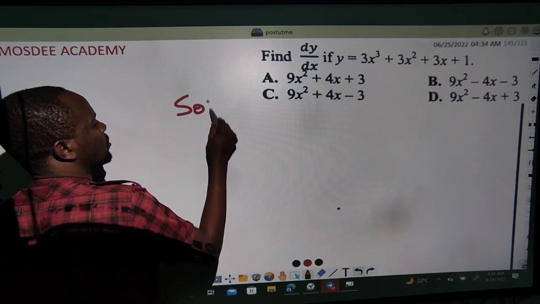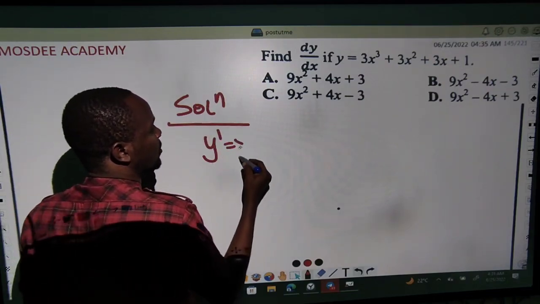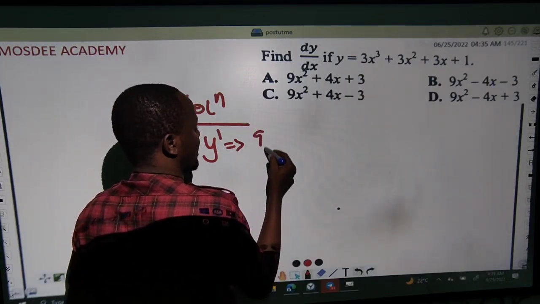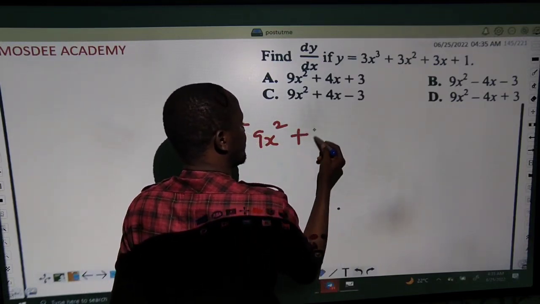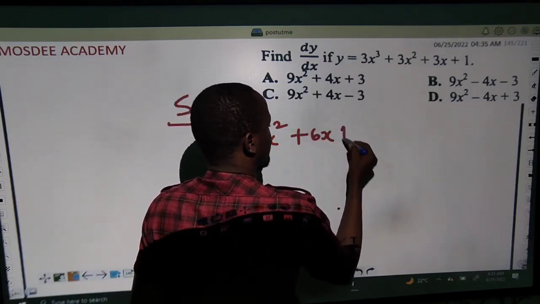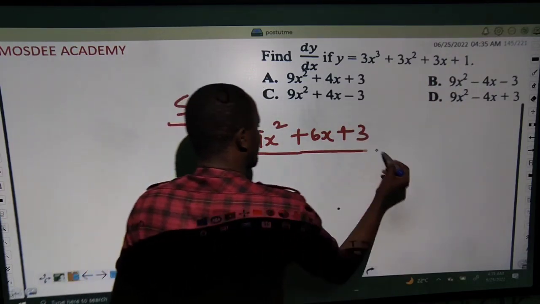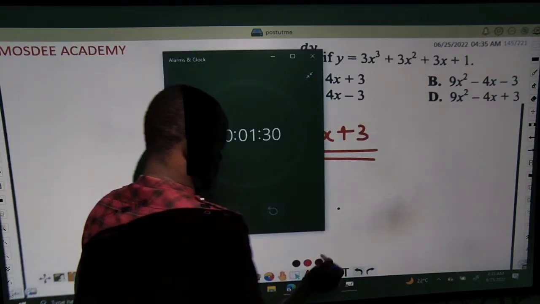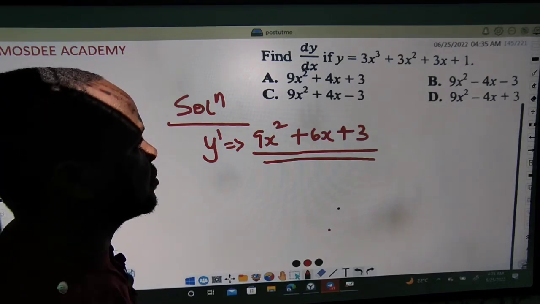This is a derivation question, the same thing we have talked about time and time again. The solution is y prime equals 3 times 3 is not 6 but 9, so 9x, remove 1 from the power. Then 2 times 3 is 6, so 6x, remove 1 from the power, plus 3, the constant, which is 0. So you look for this as your answer. I don't think that one should be a problem. Next question, please.